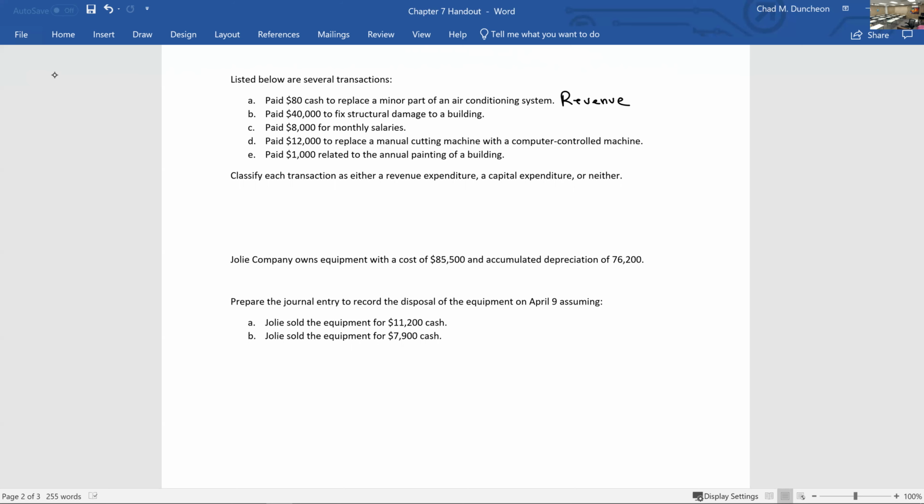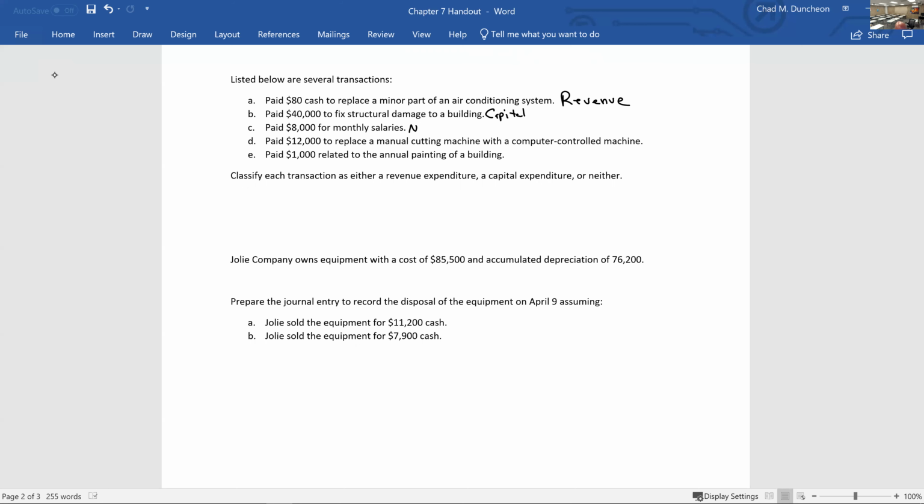When we did the work, we make an expense on our income statement because it's not going to do anything to its efficiency or productivity. Paid $40,000 to fix structural damage to a building. We're going to call that a capital expenditure because that probably extended that building's useful life, because we took something where the foundation was falling apart and fixed it. And therefore we probably extend the useful life by at least 5 years, maybe or so.